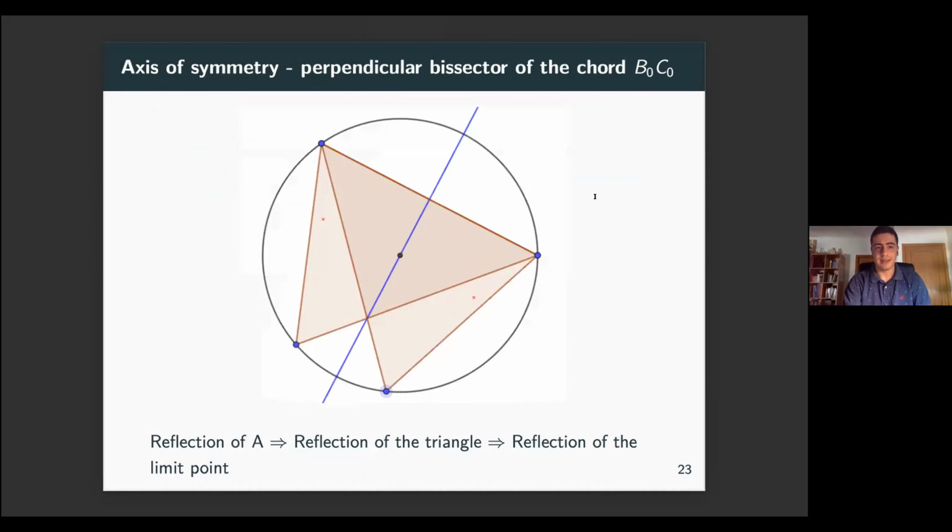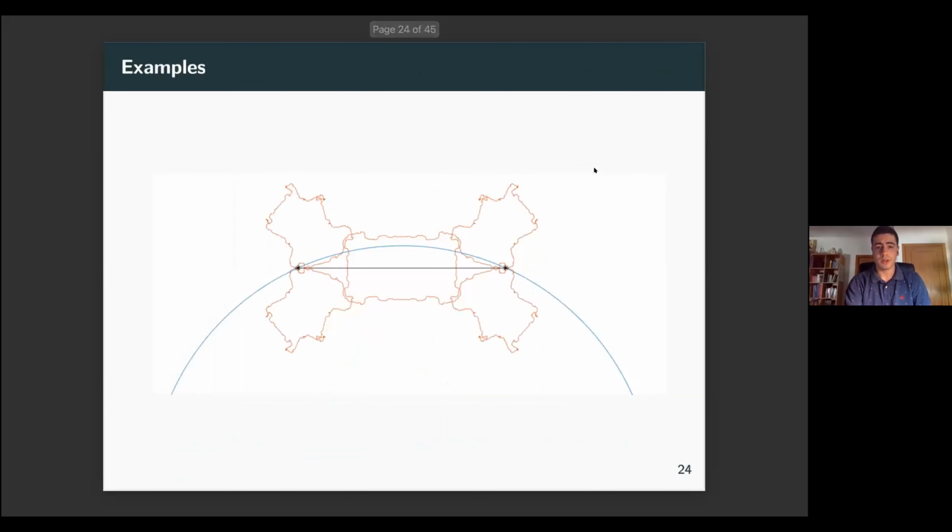And an easier axis of symmetry to explain is the perpendicular bisector of the chord, because what's happening is when we reflect the moving points on this line, the whole triangle gets reflected, and so whatever happens in one side will be mirrored in the other. So here are some examples just to show the variability of curves that we can obtain, but they all follow those symmetry rules.